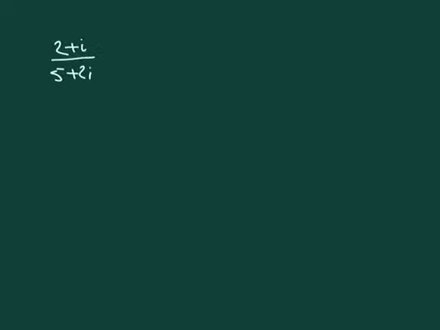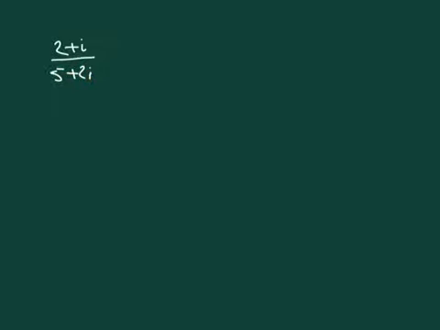All right, example 6. One of the things that's important as far as complex numbers is you can't have an i in the denominator, just like you can't have a radical in the denominator. So we're going to get rid of this complex number here, so we don't have this.